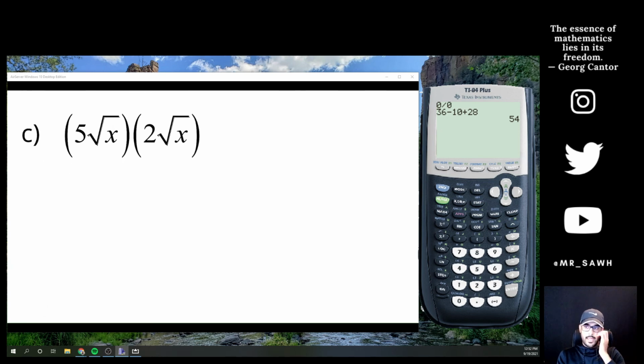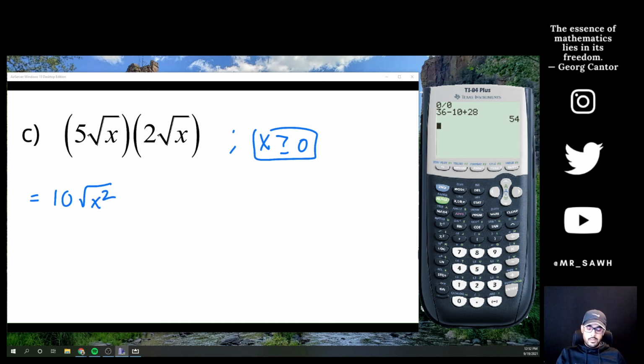Take a look at your radicands again. They are x, that is x to the power of 1. X needs to be greater than or equal to 0. That is an odd exponent. But now I can multiply, right? So 10 square root x squared.